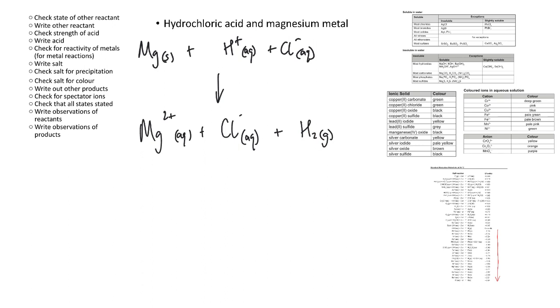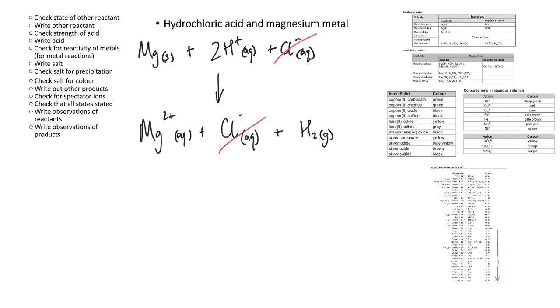So let's look for spectator ions. Is this a spectator ion? No, because it changed state and it changed charge as well. Is this a spectator ion? Yes, it is. So I'm going to get rid of those. And the hydrogen isn't because it went from H plus to H2. You should balance this equation by putting a 2 here, and then now it's balanced.